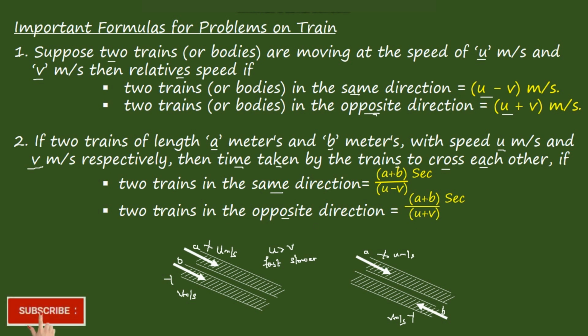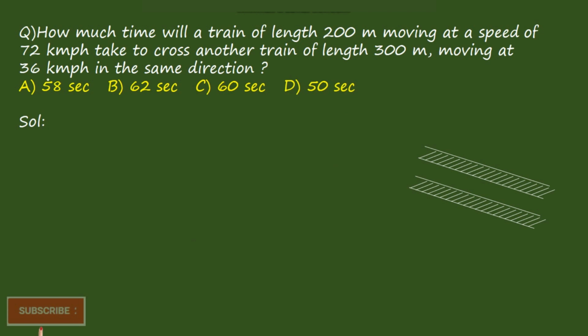Now we'll be solving the problems on it. The next question: how much time will a train of length 300 meters moving at a speed of 72 kilometers per hour take to cross another train of length 300 meters moving at 36 kilometers per hour in the same direction? First we understand the question.